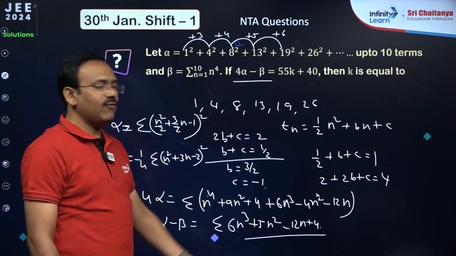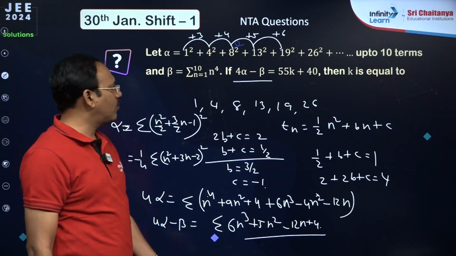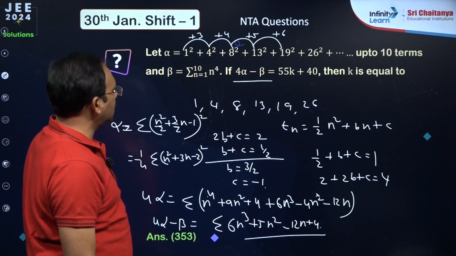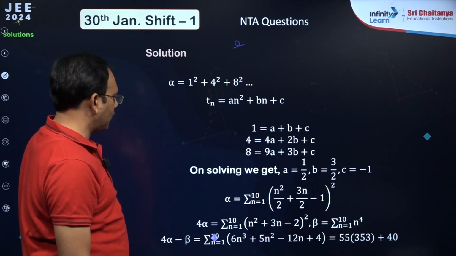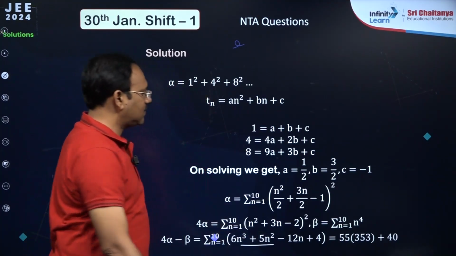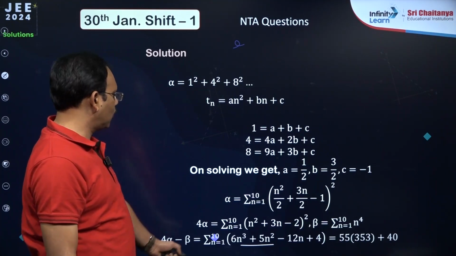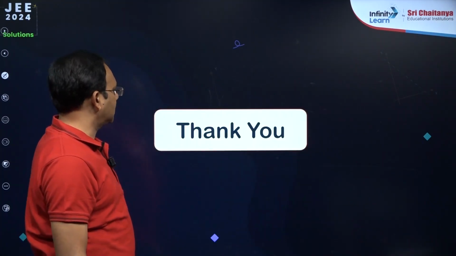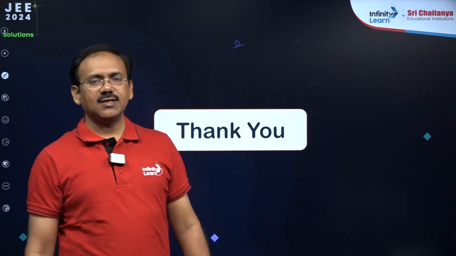We have every formula for sigma n square, n cube and n. You are going to get the answer. Automatically you can compute, my dear friends. That's what he has done. He got 4 alpha minus beta value, put n is equal to 1 to 10, you can directly get the answer. That's all this paper, dear students.